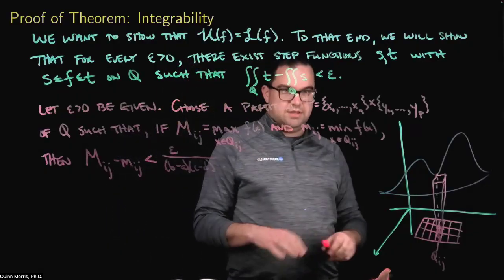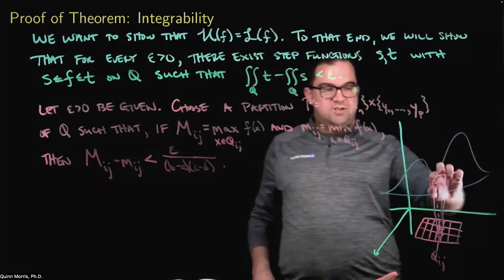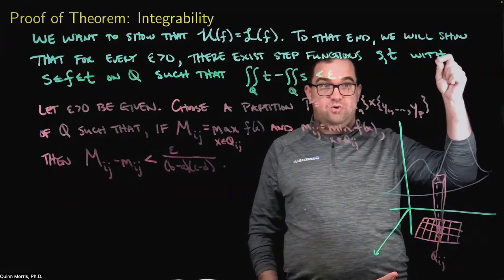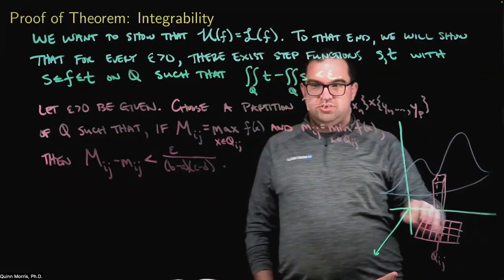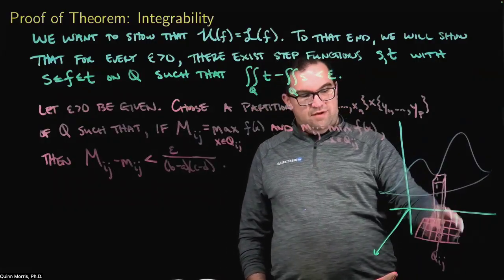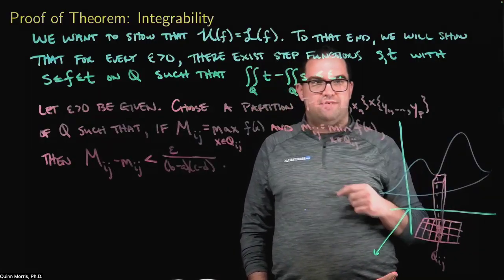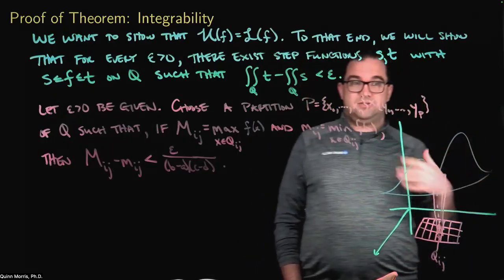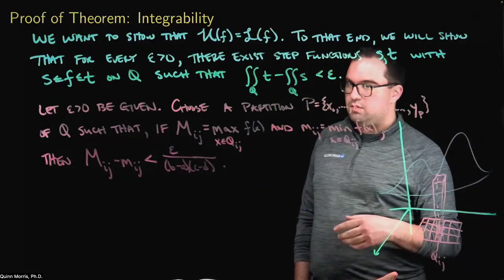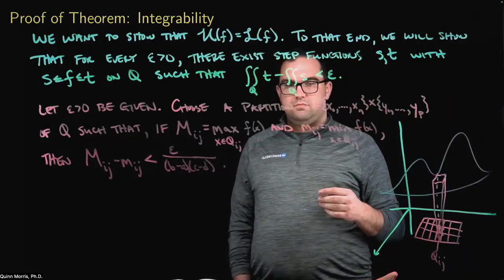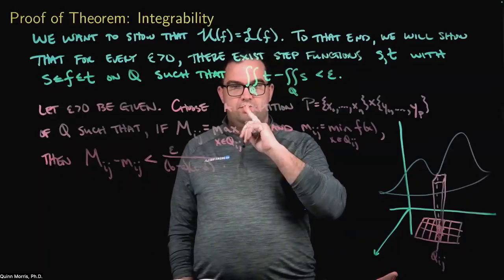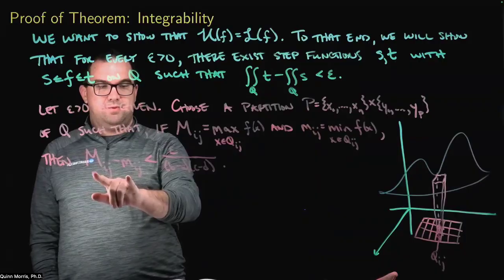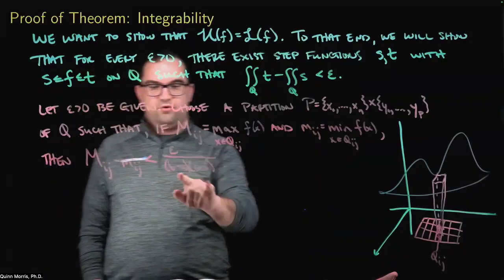Okay, so let's pause for a second. So capital Mij is just saying on this little sub-rectangle, when I map it up to the surface, what's the largest value I get out? Little Mij, okay, when I map all my values from this rectangle up to the surface, what's the smallest value I get out? This function is continuous. By the extreme value theorem, it actually has a maximum and a minimum. Okay, so that's fine. I want to choose this though so that the difference between these maximum and minimum values, this is epsilon over this quantity.